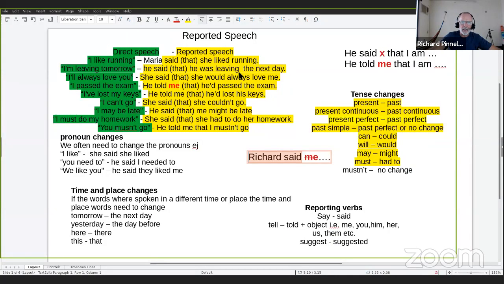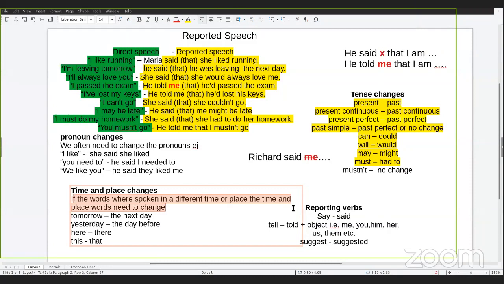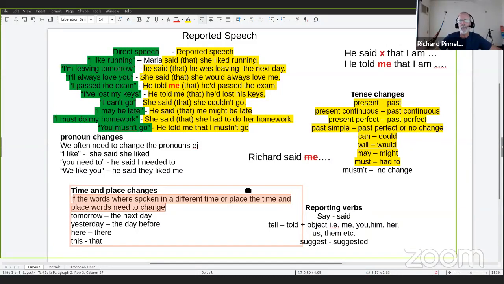In the case of this, the next day, see, if you're repeating it the same day, I said it today and you're repeating it the same day, it's not necessary to put the next day. But if I tell you today and you tell somebody else tomorrow or in a week's time, then you need to put the next day. You need to make the time changes. That's what I put down here actually. If the words were spoken in a different time or place, the time and place words need to change. In this particular case, it's the same time. It's the same day, so we don't need to change it. We can just say tomorrow.